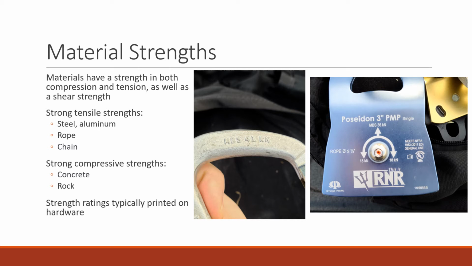Strength ratings are usually printed on a piece of hardware. We have two examples: a locking carabiner on the left, and on the right, a prusik minding single sheave pulley. On both of these, you can see the strengths printed. That MBS 41 kilonewtons is a minimum breaking strength of 41 kilonewtons, and that's going to be along the long axis of the carabiner. Some carabiners will have the strength printed on them.